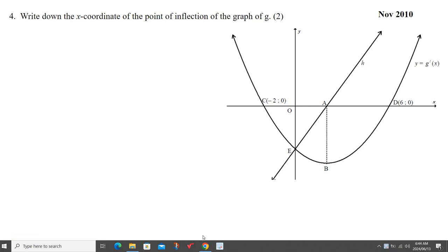Okay, let's try the next two questions. It says here we're working with the same graph of the derivative. Write down the x-coordinate of the point of inflection of the graph of g. Well, that's just a matter of understanding.